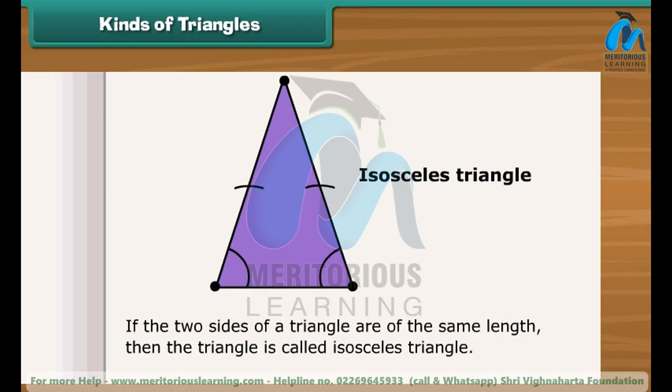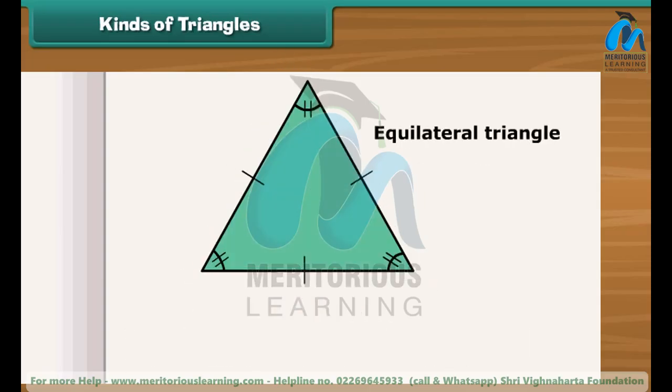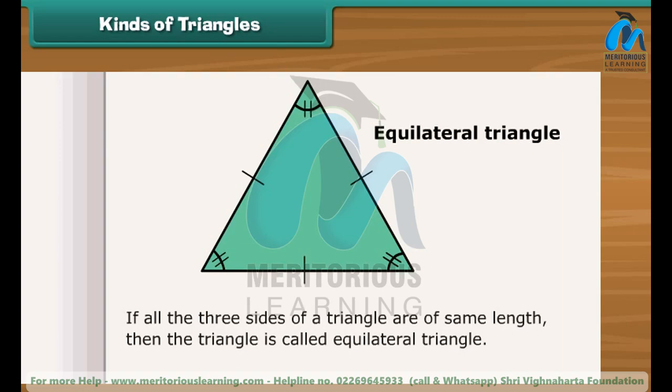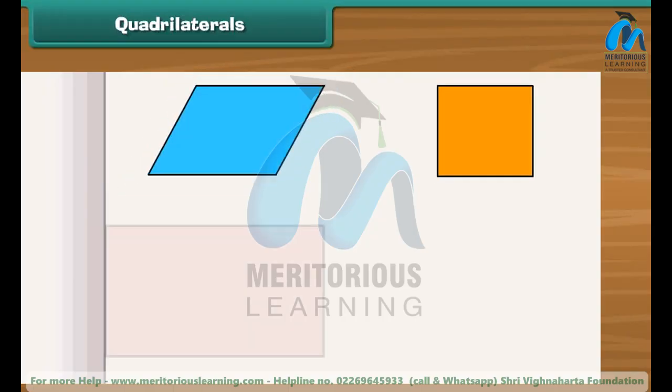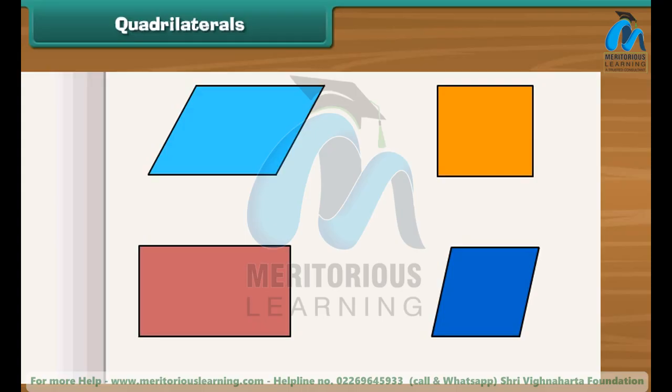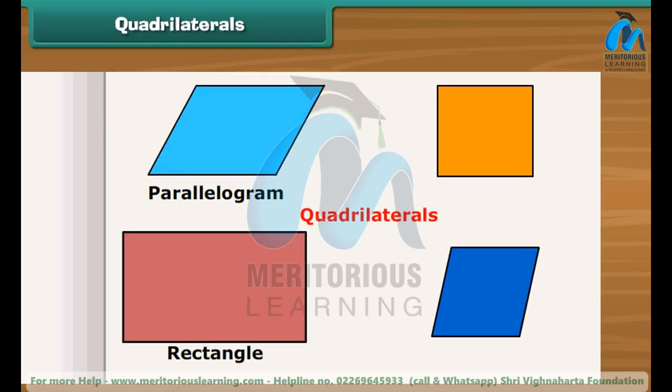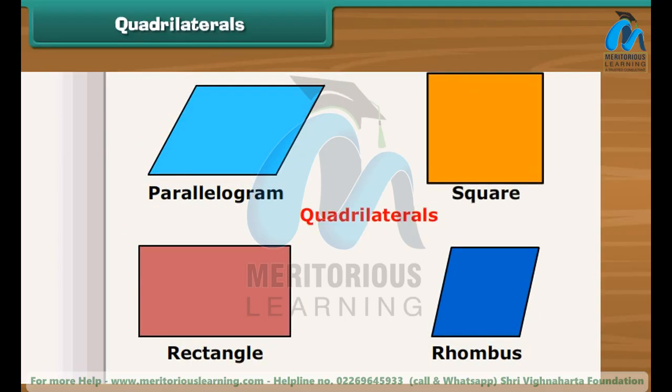If the two sides of a triangle are of the same length, then the triangle is called isosceles triangle. If all the three sides of a triangle are of same length, then the triangle is called equilateral triangle. What will you call those polygons which are formed by four line segments? Such polygons are called quadrilaterals. There are several types of quadrilaterals. These are parallelogram, rectangle, rhombus, and square.